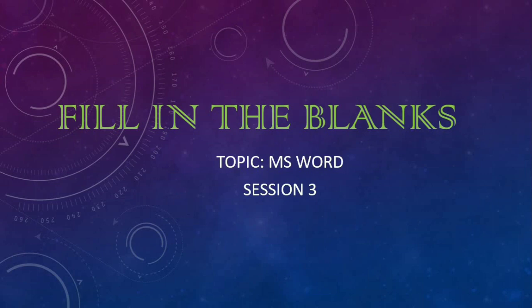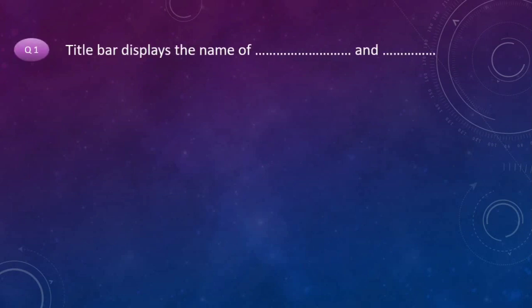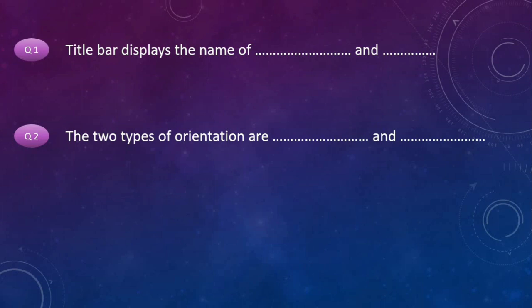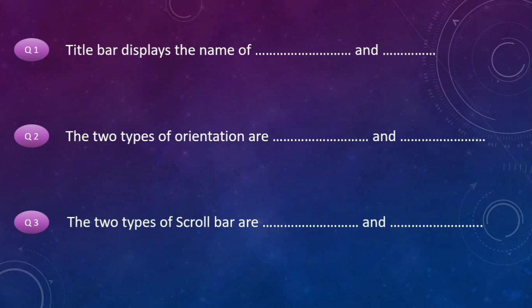Fill in the blanks. Topic: MS Word, Session 3. The first question: the title bar displays the name of dash and dash. Here comes your second question: the two types of orientation are dash and dash. And the third question: the two types of scroll bar are dash and dash.